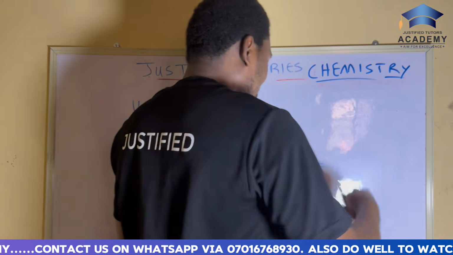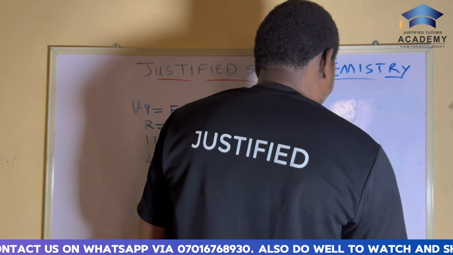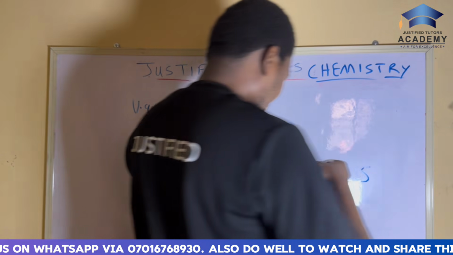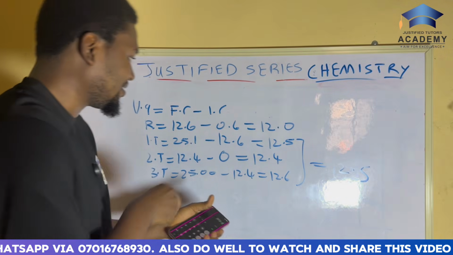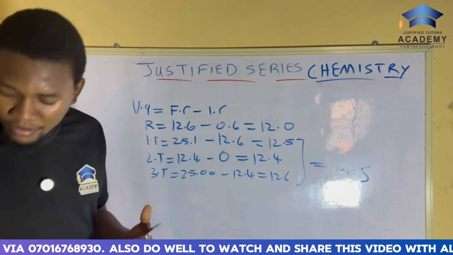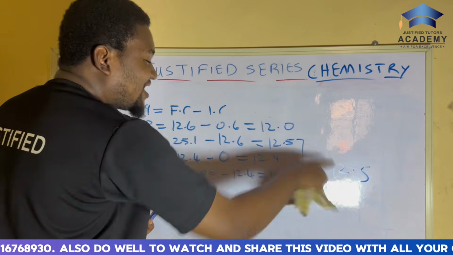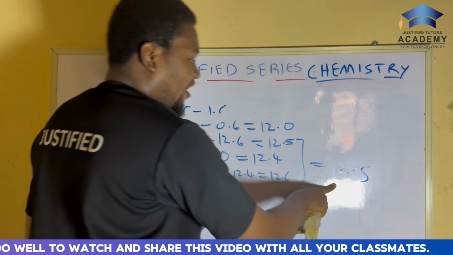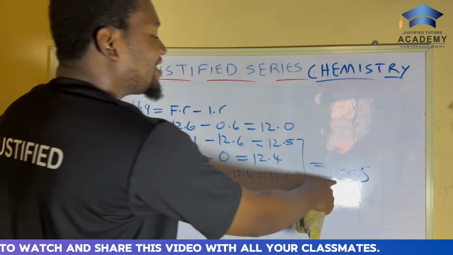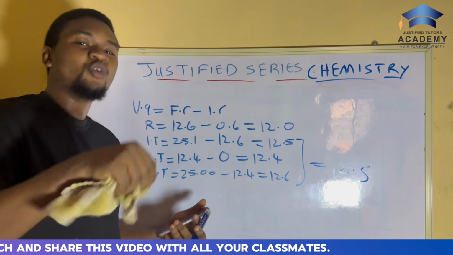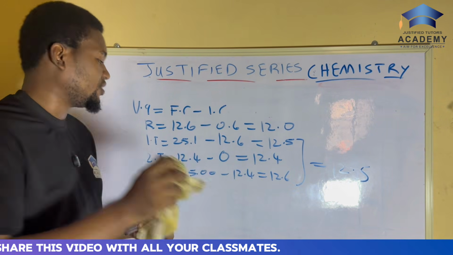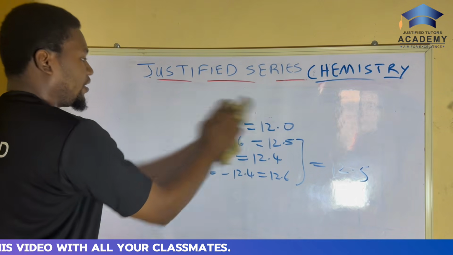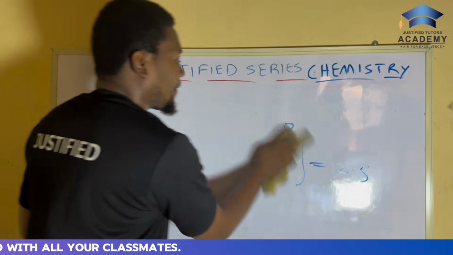Hey, the marker has finished. That's 12.5. Okay, so let me close my marker. So now our average titer value is 12.5. Now everybody, please write this 12.5 somewhere, because that is what we are going to be working with now. So just follow me carefully.